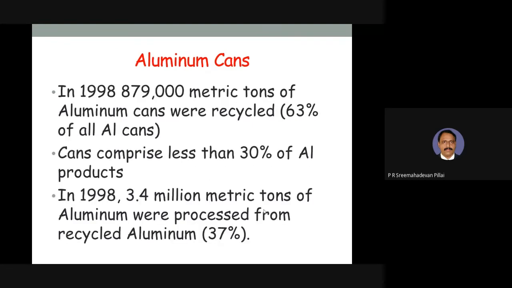So aluminum cans were used widely in the 80s and 90s. Now, as I explained last class, Tetra Pak is becoming more popular because Tetra Pak is biodegradable, whereas aluminum needs recycling. But even in 1998, in the United States alone, 3.4 million metric tons of aluminum was processed and made into virgin aluminum, again new aluminum. Almost 37% was recycled. See the next slide.